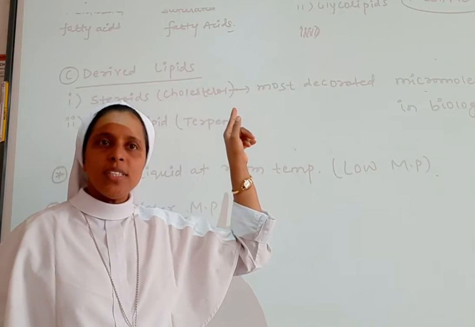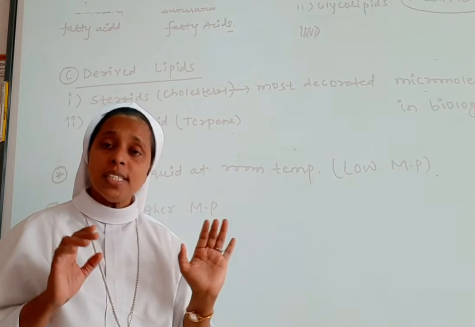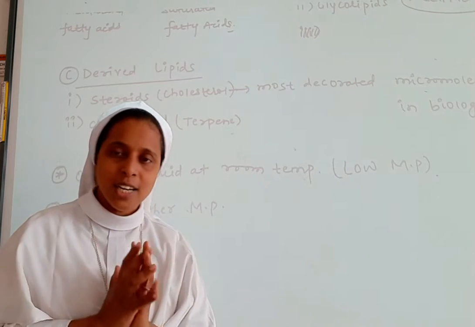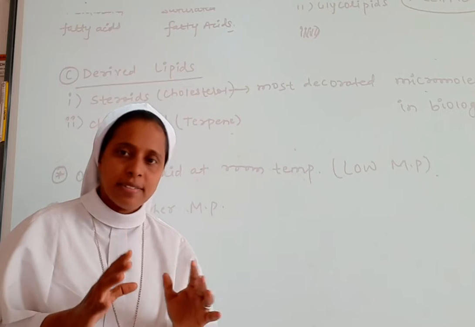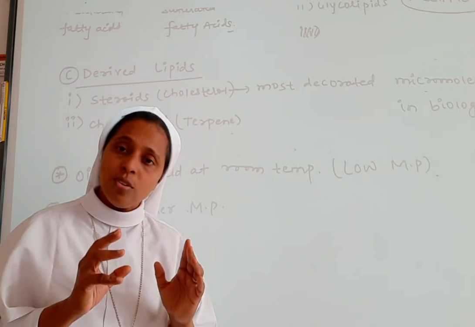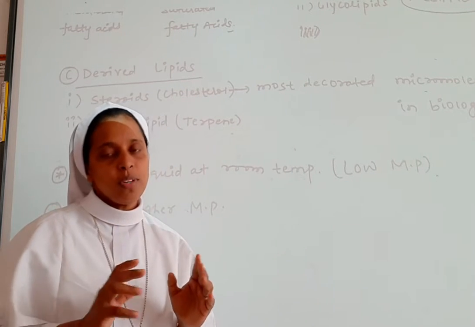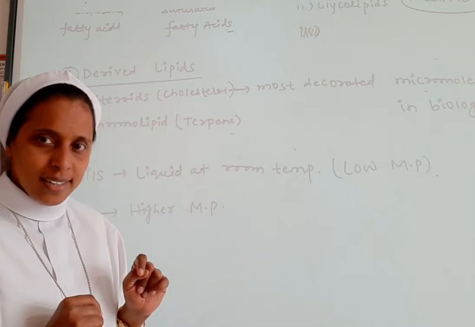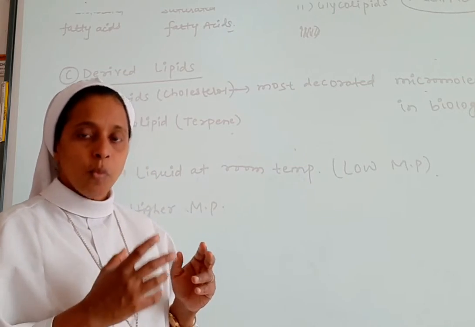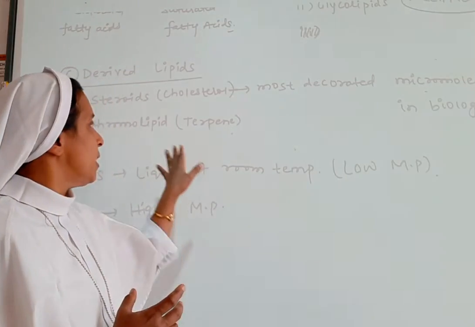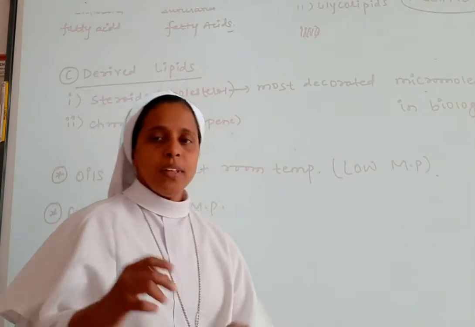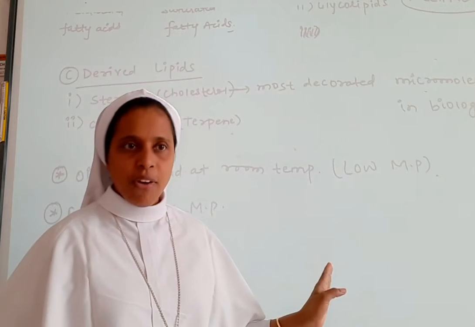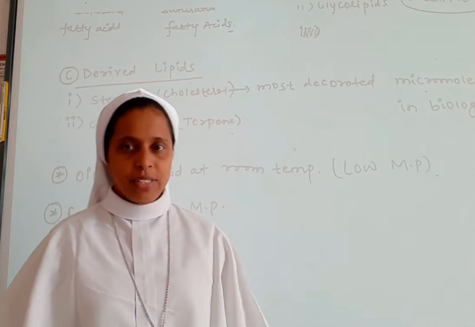Regarding steroids, in molecular biology it is said that the most decorated micromolecule in biology is cholesterol. When we see the structure, we can understand why it is so attractive. Then chromolipid is terpene. Oils are liquid at room temperature as they have a low melting point, and fats have a higher melting point.